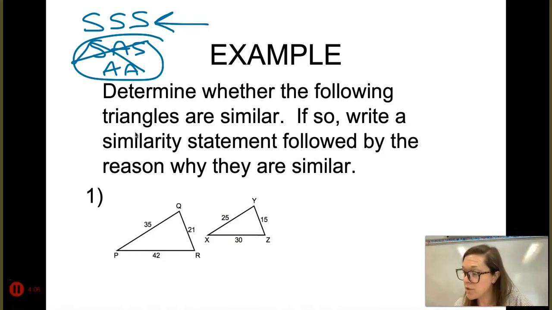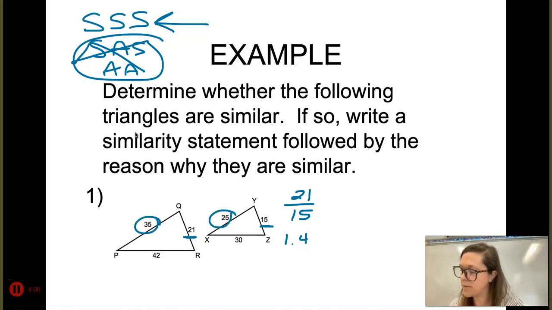So what do we need to do to check for side, side, side? We need to check all of my ratios and see if they're equal. So I'm going to take my smallest side on the left and compare it to my smallest side on the right. So 21 over 15. I'm going to get my calculator out. 21 divided by 15 is 1.4. And I'm going to go middle to middle. So my middle is 35 and 25. I'm going to do 35 divided by 25 and I get 1.4. So far looking good.